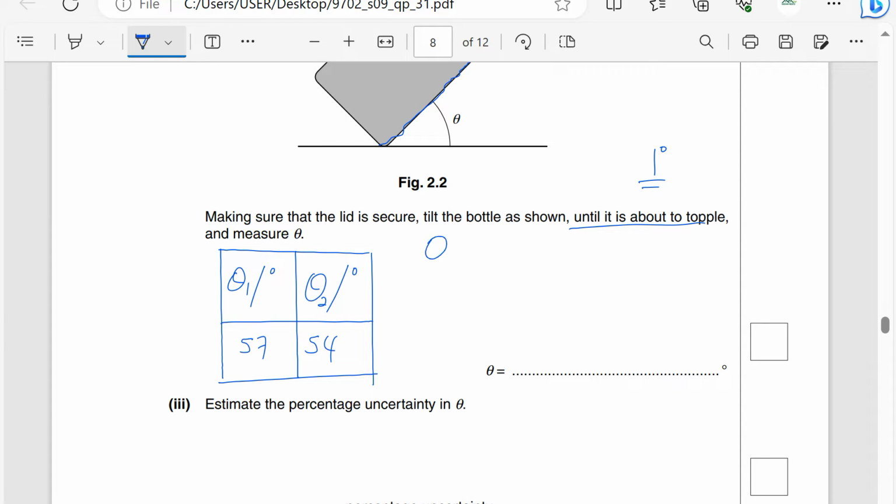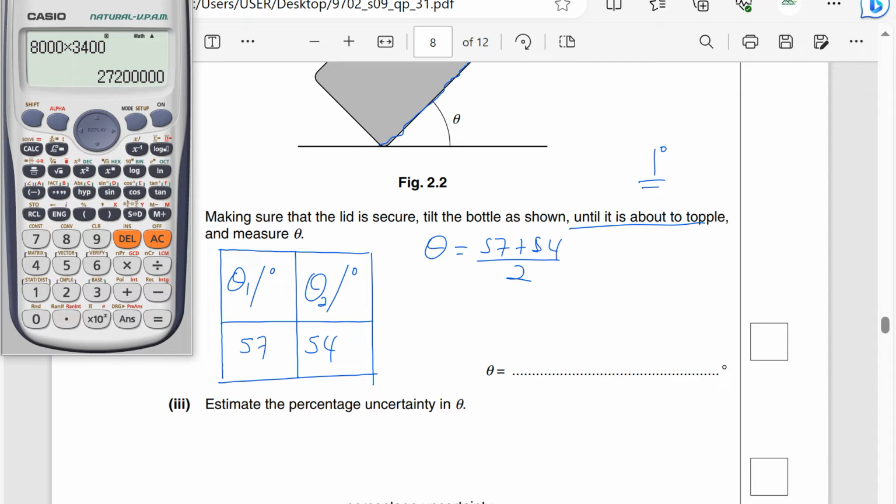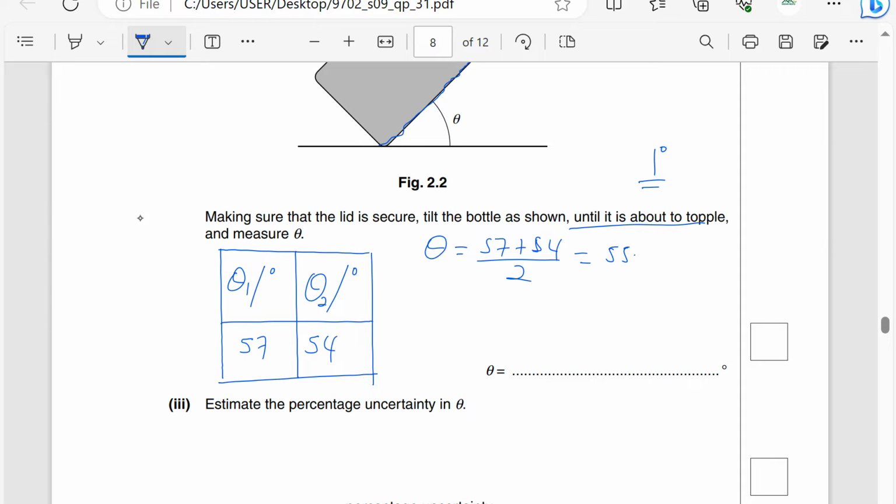So the average value of theta is going to be 57 plus 54, divided by 2. I'll check her values: 57 plus 54, divided by 2. She got 55.5. Because I want to maintain the same degree of accuracy, I encouraged my students to round this off to 56 degrees. So this is approximately 56 degrees.